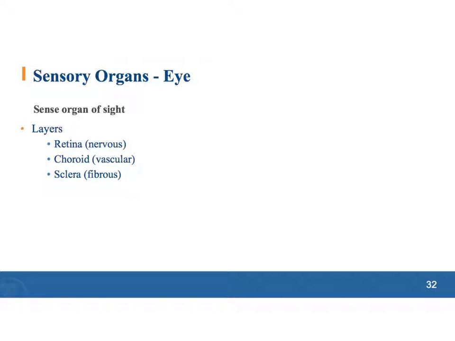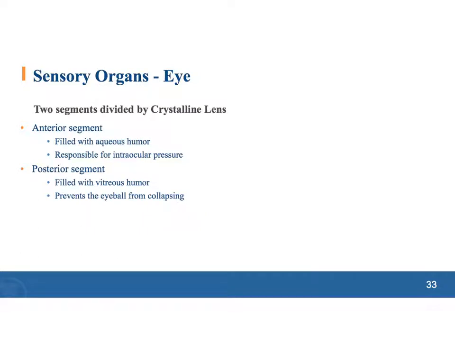The eye is the sense organ of sight. The eyeball is made up of three layers. The inner layer is the retina. The middle layer, the vascular layer, is called the choroid. And the outer layer is the sclera. The eyeball is separated into an anterior segment filled with aqueous humor and a posterior segment filled with vitreous humor. The crystalline lens separates the two segments.